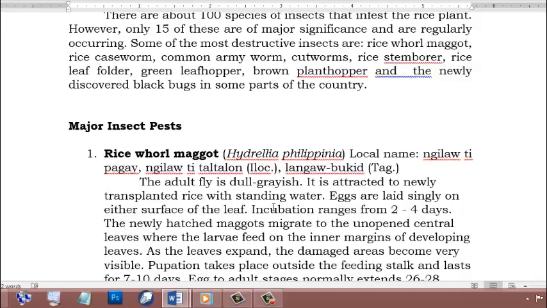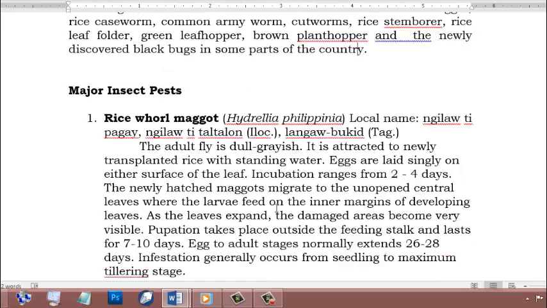So it's important that as a farmer, we should always diagnose our rice so that we know when our rice is affected by this whorl maggot or when it is free from infection. The damaged area is very visible. Pupation takes place outside the feeding stocks and lasts for 7 to 10 days. To adult stage normally extends 26 to 28 days.